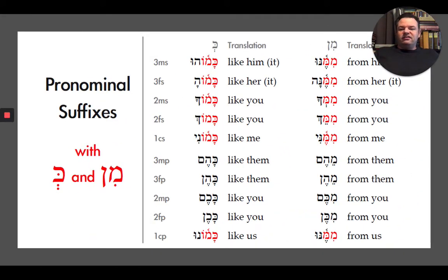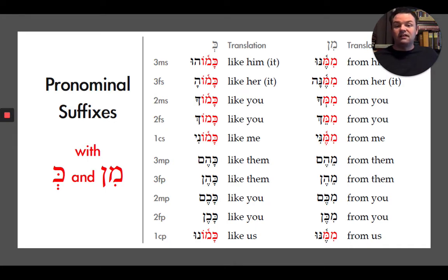Pronominal suffixes with the kaf preposition and the min preposition are going to look a little bit different. So with the kaf preposition, you're just going to see kamohu. This is how they say like him, kamoha, kamoka.